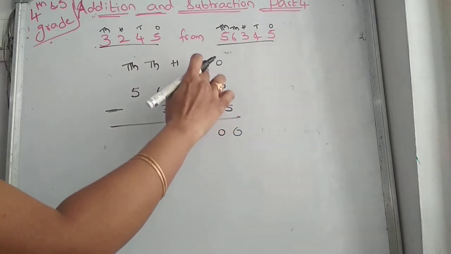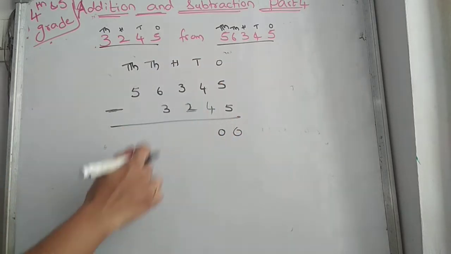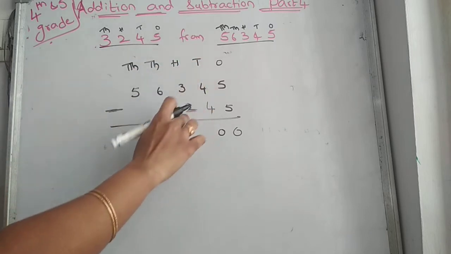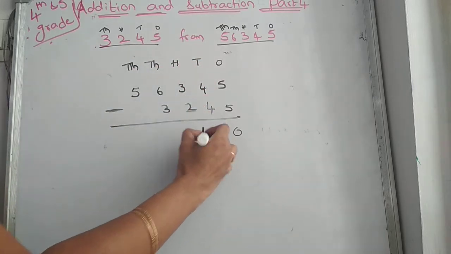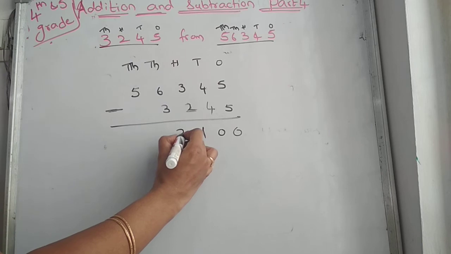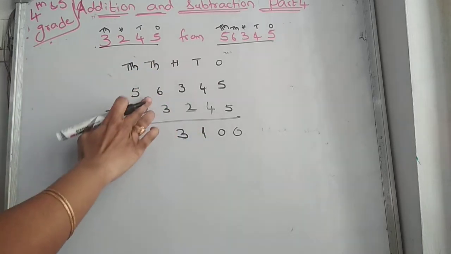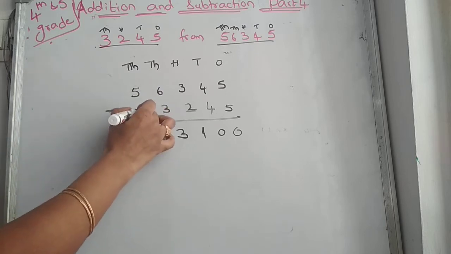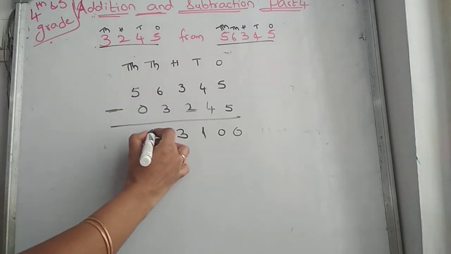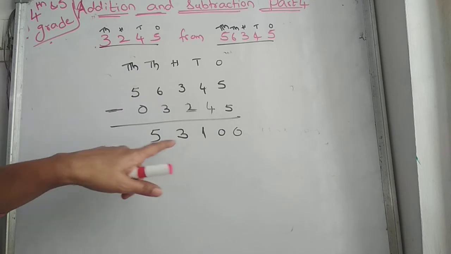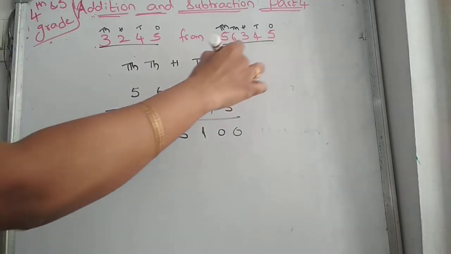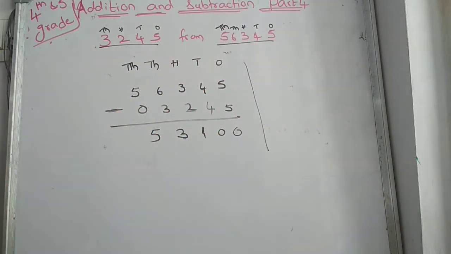4 is in the tens place, 4 is in the tens place, so 4 minus 4 is 0. In the hundreds, 3 minus 2 is 1. 6 minus 3 is 3. For 5, nothing, so you can put 0. No need to write 0 also, but if you want, you can write it. 5 minus 0 means 5. The answer is 5, 3, 1, 0.